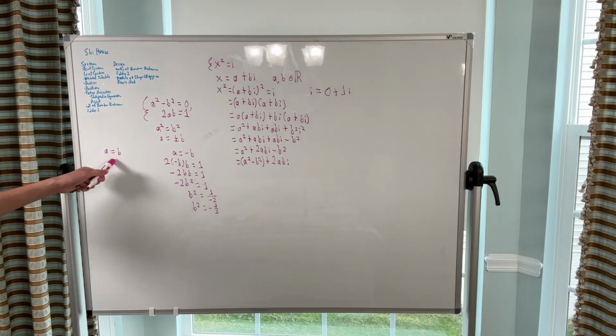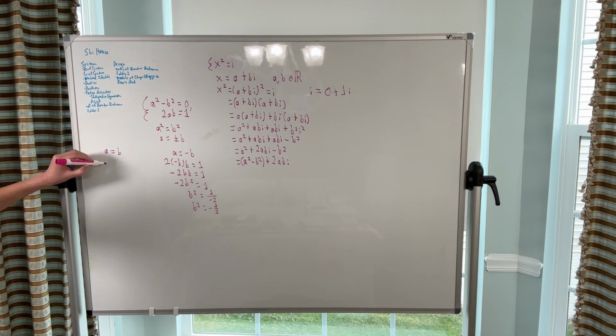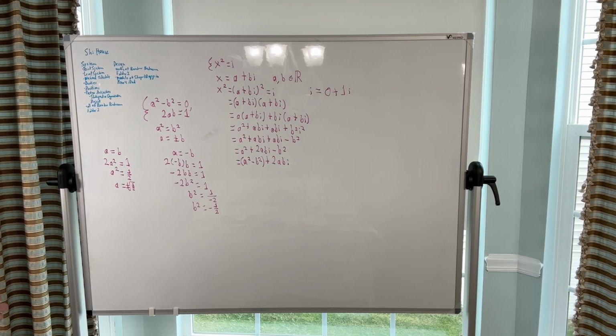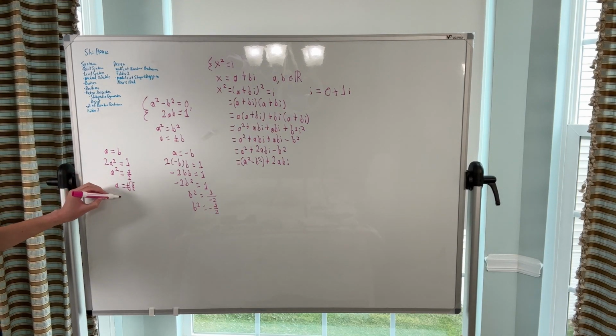Now, how about a equals b? If a equals b, you can say 2a squared equals 1. Therefore, a squared equals 1/2. You can take the square root of both sides and write a equals the square root of 1/2. Or plus or minus, more accurately, a equals plus or minus the square root of 1/2. This means that a equals plus or minus the square root of 1 over the square root of 2, which means that a equals plus or minus 1 over the square root of 2.